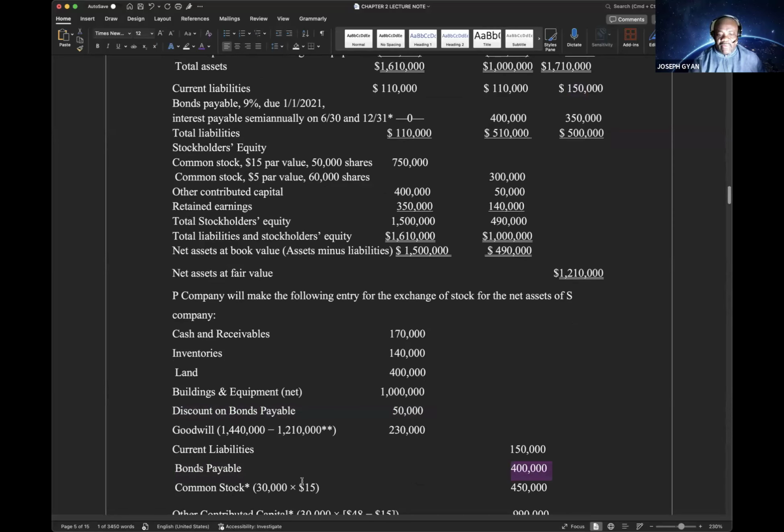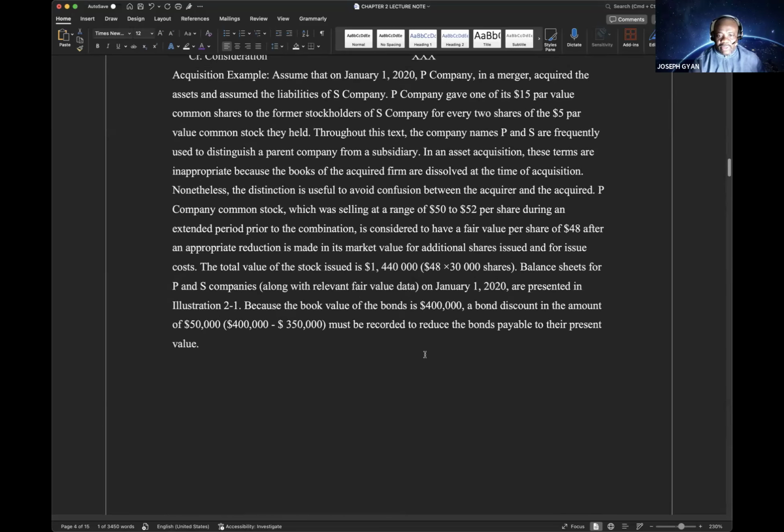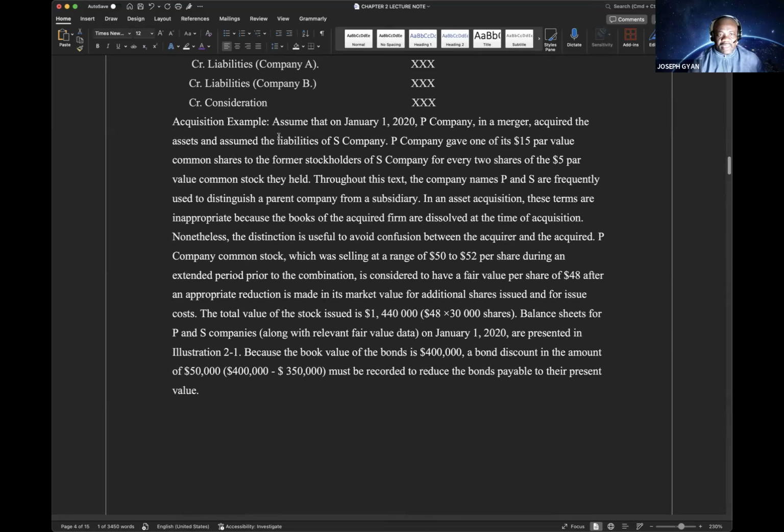Now, here we are giving them the common stock. This is what they said here, and I want you to look at this one here. Assuming that on January 20, P company in a merger acquired the asset and assumed the liability of the S company. P company gave up one of each $15 par value. This is the key here. $15 par value common share to the former stockholders of the S company for every 2 shares of the $5 par value common stock they held throughout. P company and S company are frequently used to distinguish the parent company and the subsidiary company.